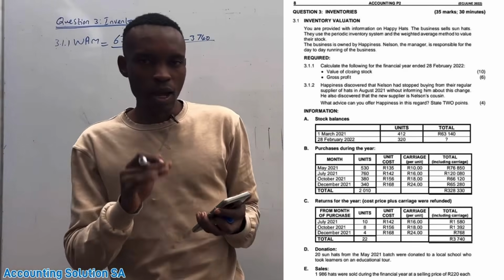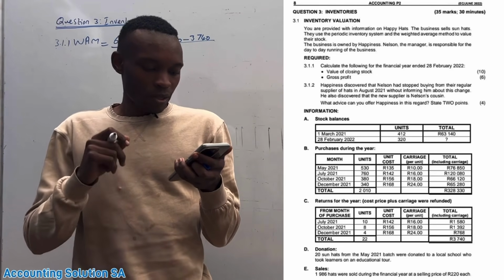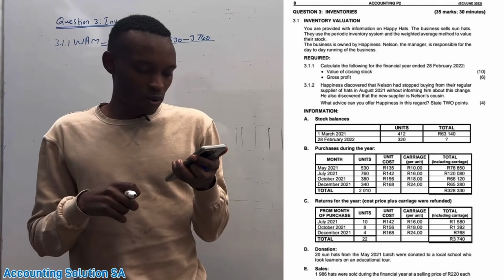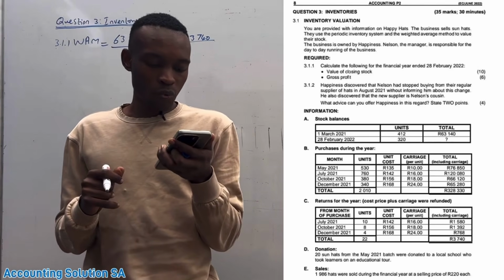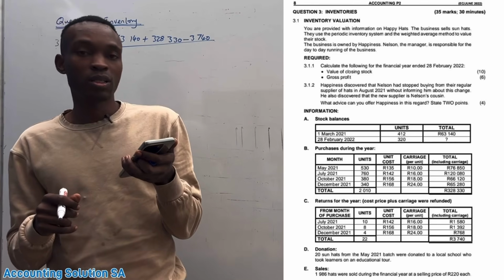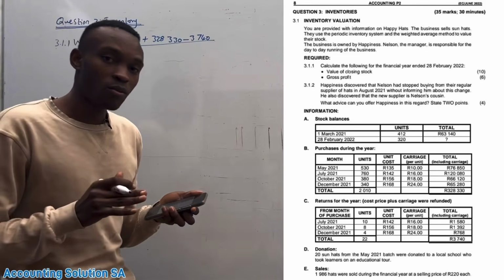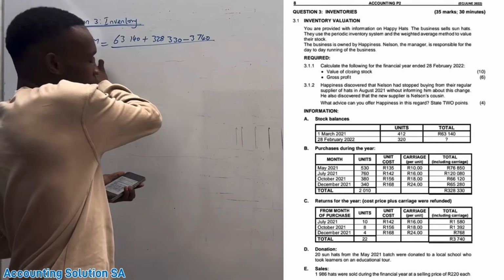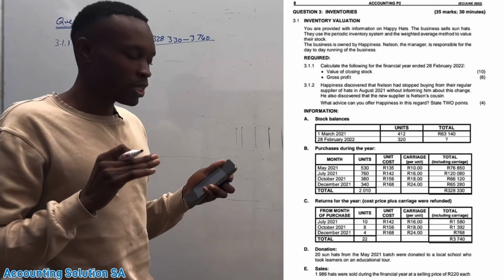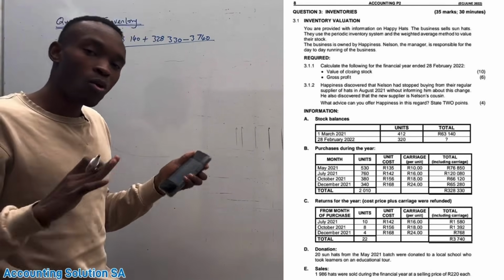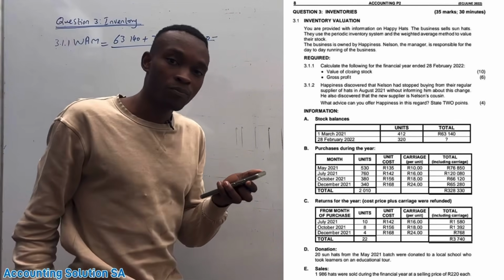But now, because we also have a donation, number D, 20 sun heads from the May 2021 batch were donated to a local school who took learners on an educational tour. So in other words, this is not available for sale. Remember, for weighted average, we only calculate items which were available for sale. So this donation is no longer with us. We have to subtract it. But they give us only 20.